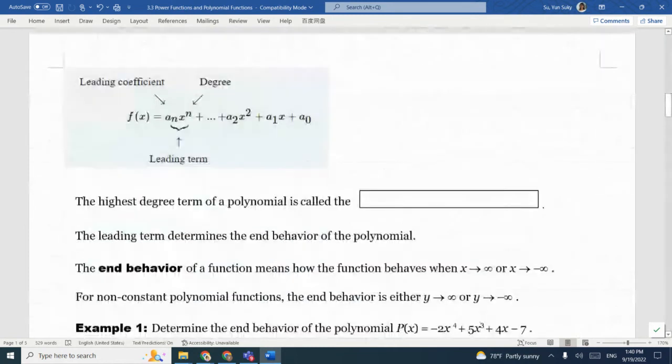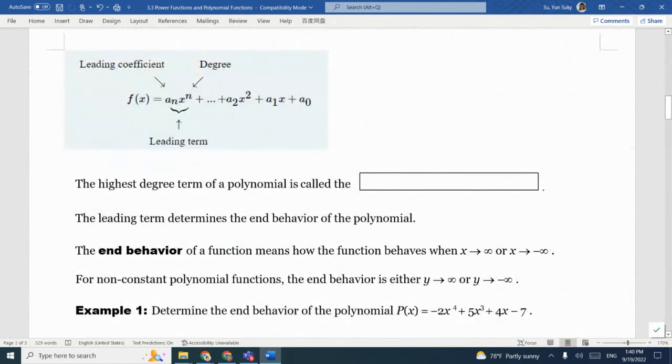All right. Oh, wait. Here we also have the picture. This is the leading term. n is the degree. a sub n is the leading coefficient. So the highest degree term of a polynomial is called the leading term. The leading term determines the end behavior of the polynomial. Why? End behavior means x is going to infinity, right? x is getting bigger, bigger, bigger.